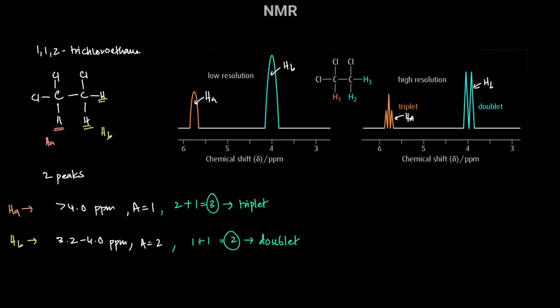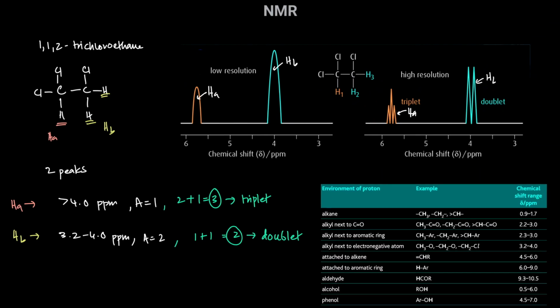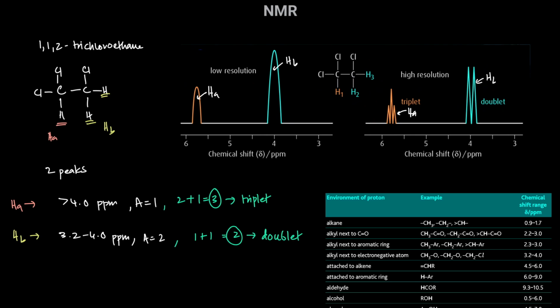We did look at a few examples. We looked at the example of 1,1,2-trichloroethane. Here we had two different types of protons, HA and HB. HA was bonded to a carbon with two chlorine atoms, so we expect it to shift beyond 4, because 3.2 to 4.0 parts per million is a shift for a hydrogen bonded to a carbon with one chlorine. Here we have two chlorines, so we expect it to be greater than 4, because more electronegative atoms mean a greater shift, or that the shift is further downfield.